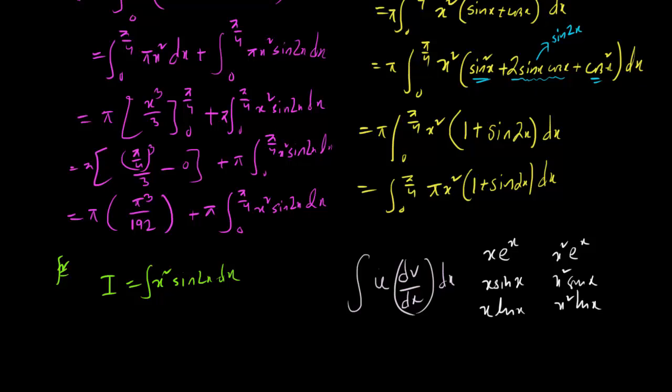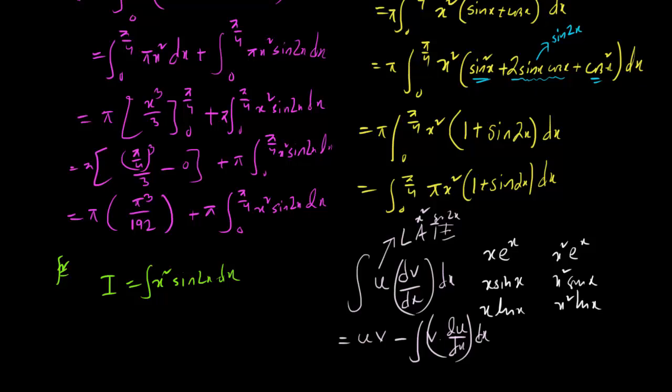It's not like that. You use this acronym LATE: L for logarithm, A for algebra, T for trigonometry, and so on. So A is here, x squared, and sine twice x is over here, trigonometry. So it is obvious that u is going to be the one that gets the preference, which is x squared. So what is the formula? The formula is uv minus the integration of v du by dx, dx. So that's what it is.